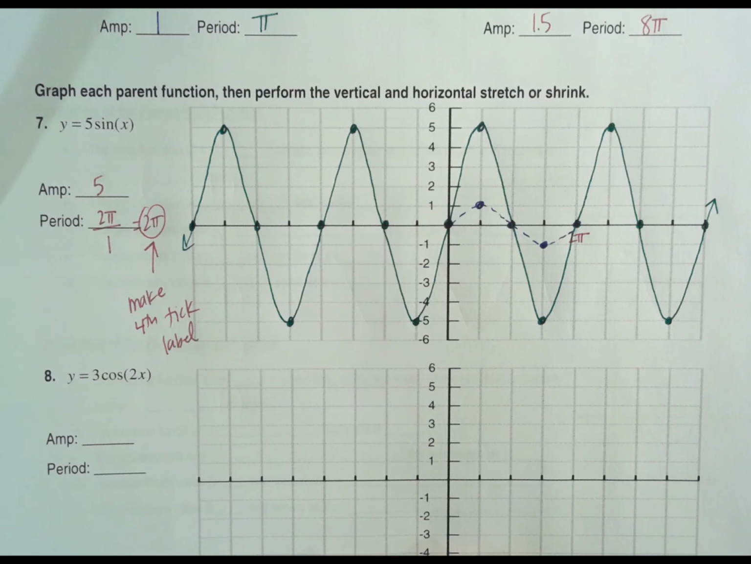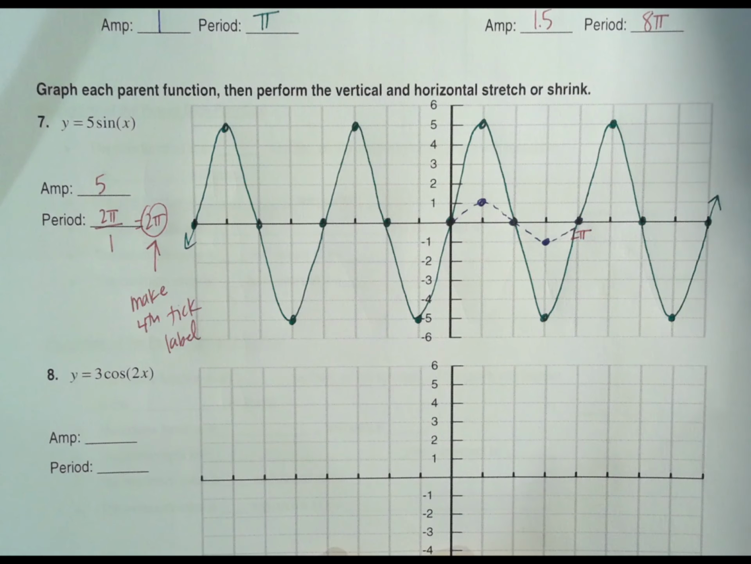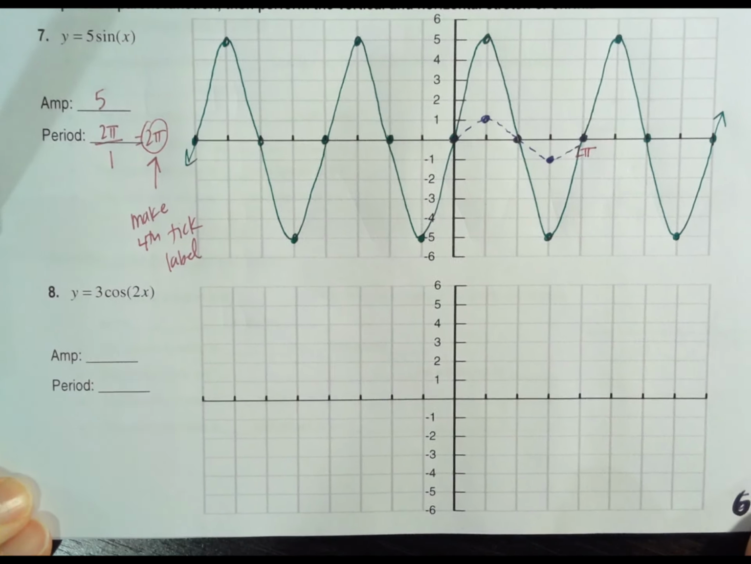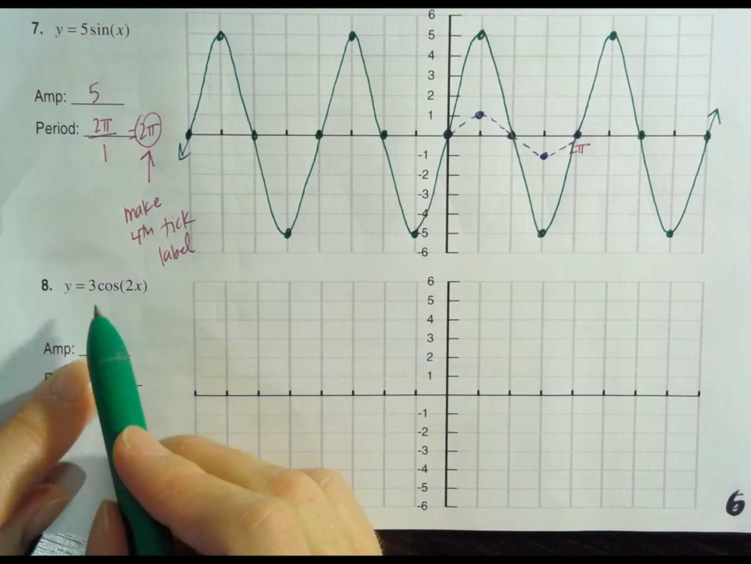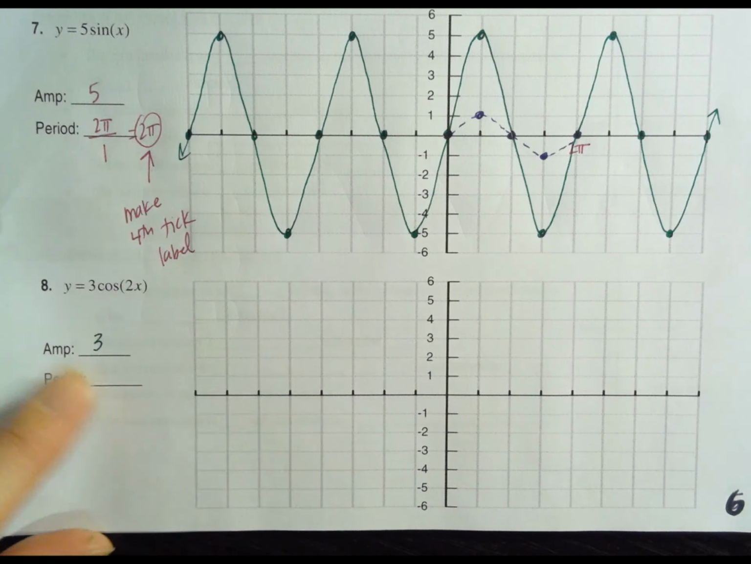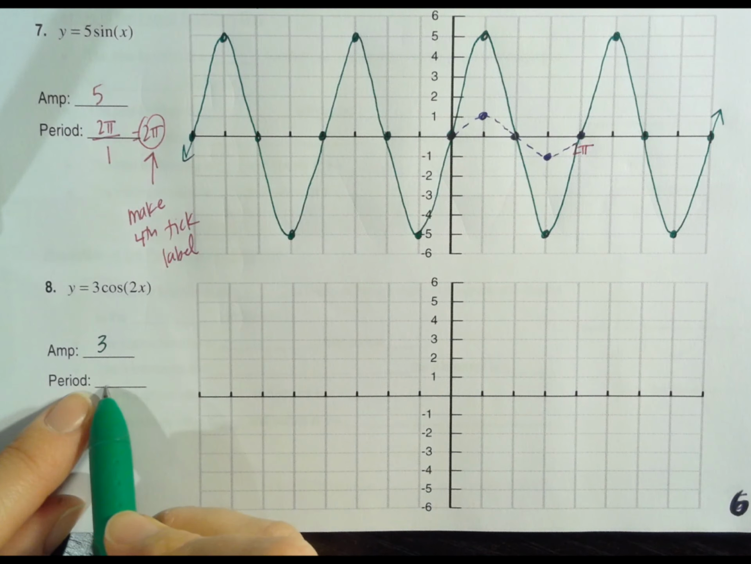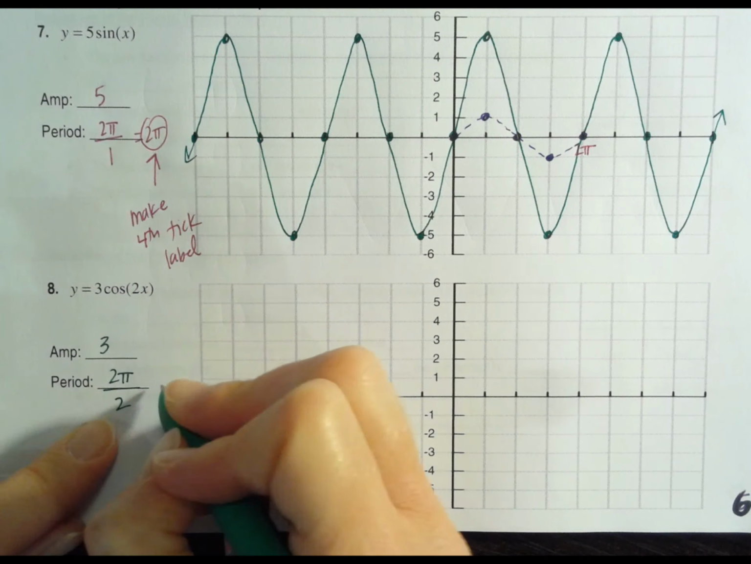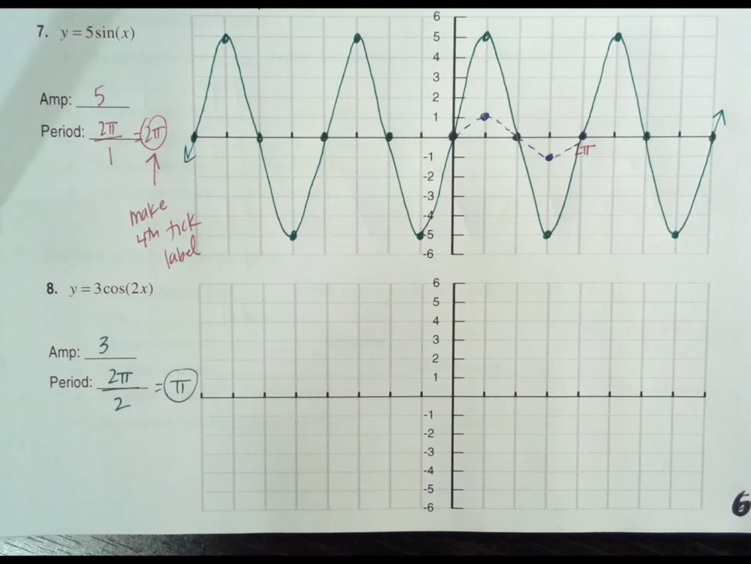So there's the graph of 5 sine x. Now let's go ahead and take a look at number 8, just to finish this page off. Your amplitude here is going to be 3. And the period here is going to be 2 pi divided by 2. Okay, so the period for this graph is going to be pi.